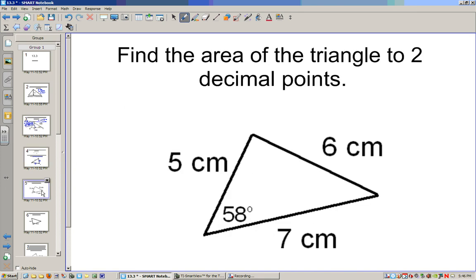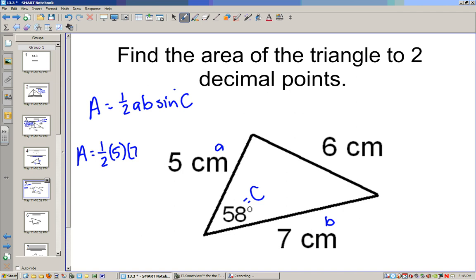So moving on, let's find the area of this triangle to 2 decimal points. Again, that formula was 1/2 a times b times the sine of c. So in this example, remember our angle c needs to be in between a and b. So here's our a value and our b, and 58 degrees is c. So let's plug these in. Our area should be 1/2 times 5 times 7 times the sine of 58.